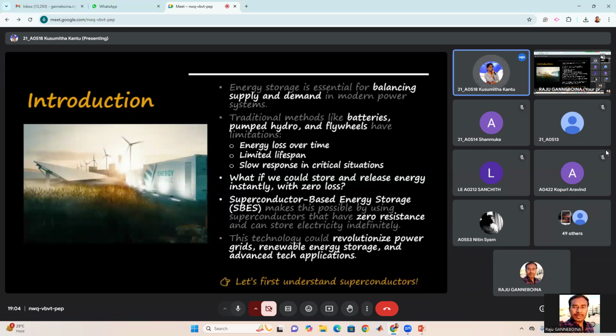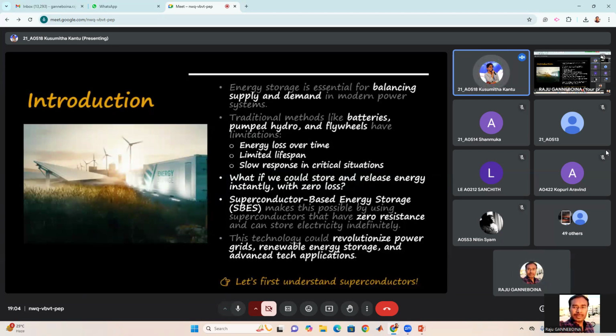It uses special materials called superconductors, which have zero resistance, so they can store electricity without any loss and release it instantly without any delay when needed. This technology can improve power grids and make renewable energy storage more efficient and help in advanced applications by providing fast and reliable energy storage.